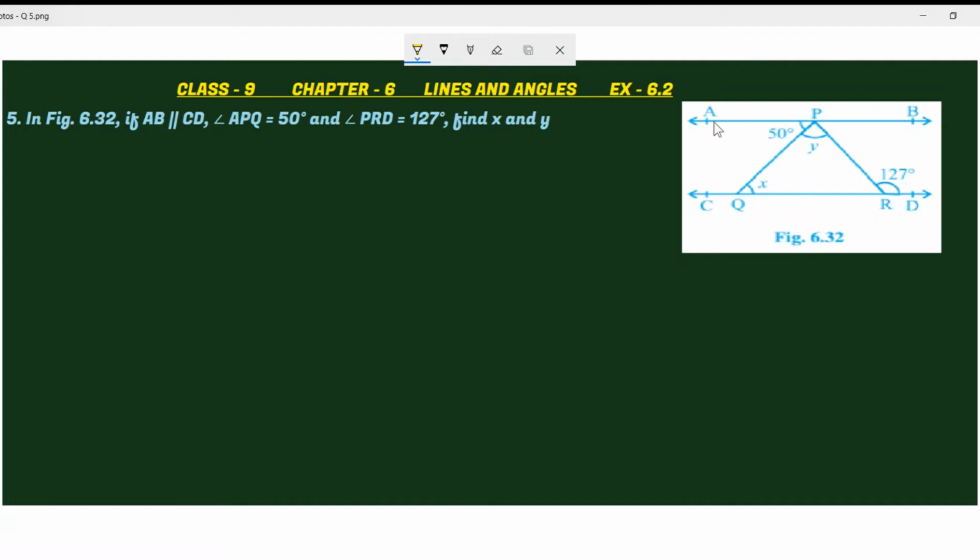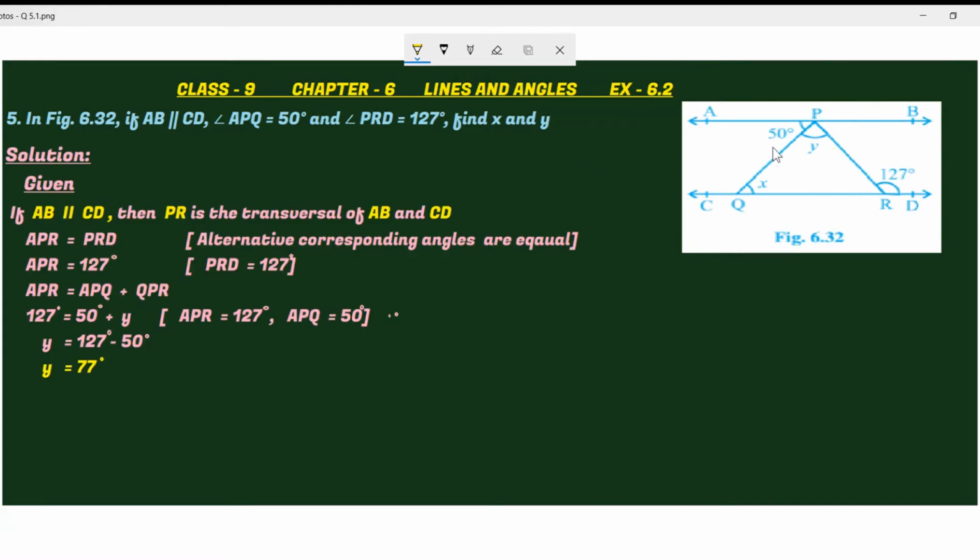In this figure, AB and CD are two parallel lines and they have given the angle APQ is 50 degrees and PRD is 127 degrees. We have to find X and Y. Let's find out. First, we are going to find out Y.